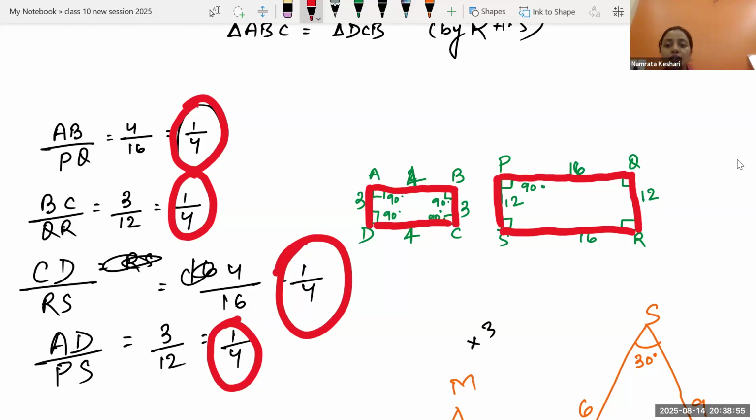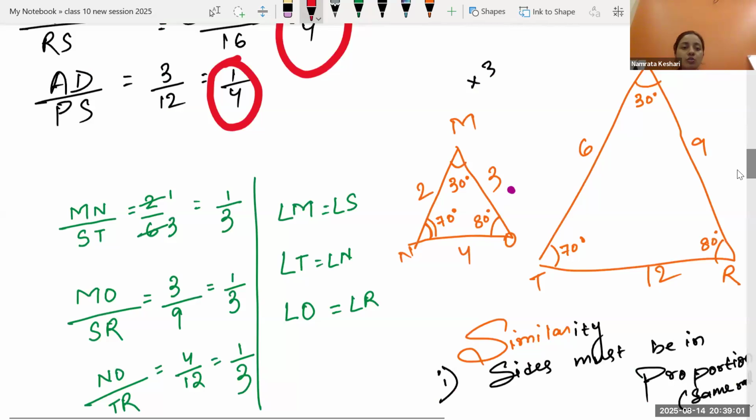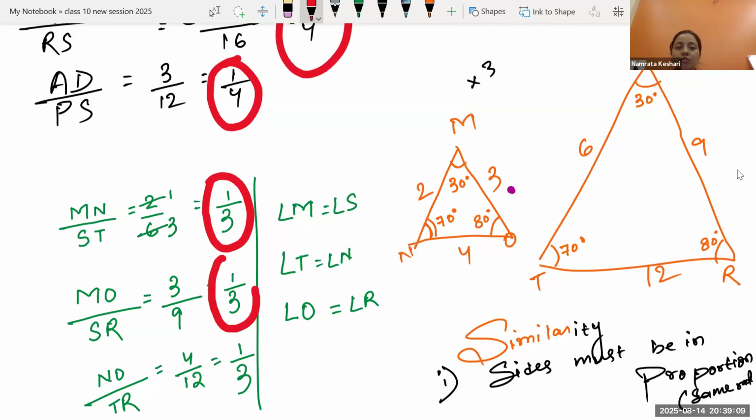Okay, you can see the second figure. Here also we have two triangles. We have found the ratio between one of the sides from here and one of the sides from there. The ratio is 1 by 3. Another ratio we have found, one side from here, one side from there. The ratio is 1 by 3. Again we checked the ratio between the third side over here and the third side over there. Again the ratio is 1 by 3.